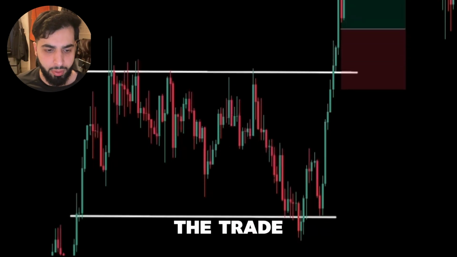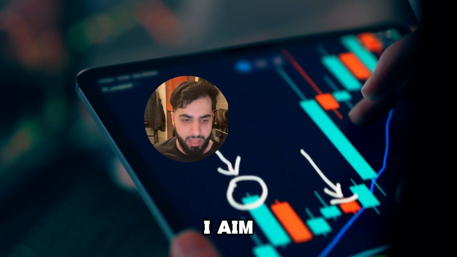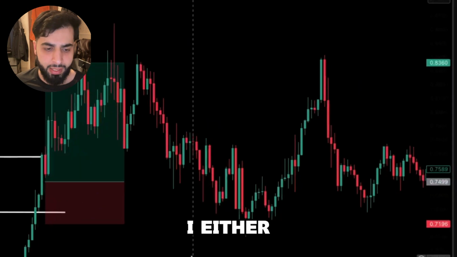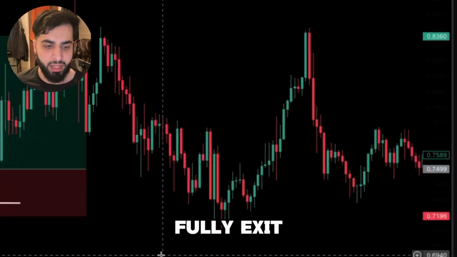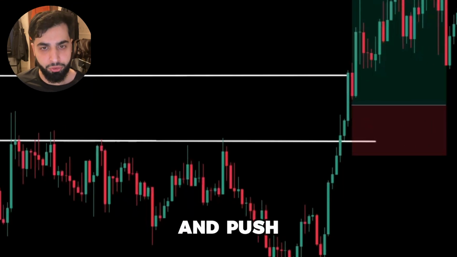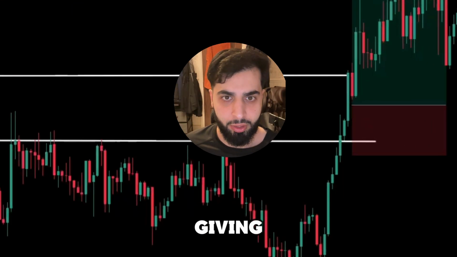Here's how I manage the trade. I don't aim for massive wins, I aim for clean structure moves. As price approaches the next resistance, I either take partial profit or fully exit the trade because resistance is where sellers are likely to step in again and push the price back down. That's how you avoid giving your profits back.